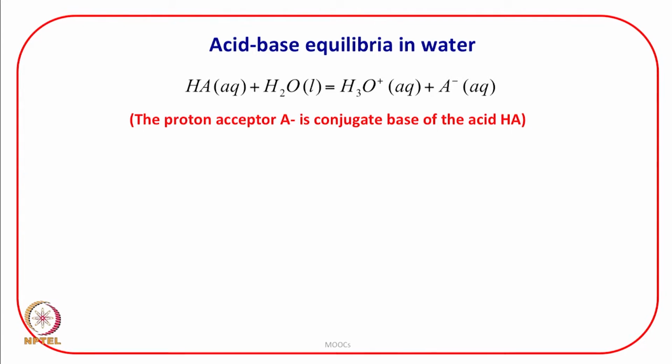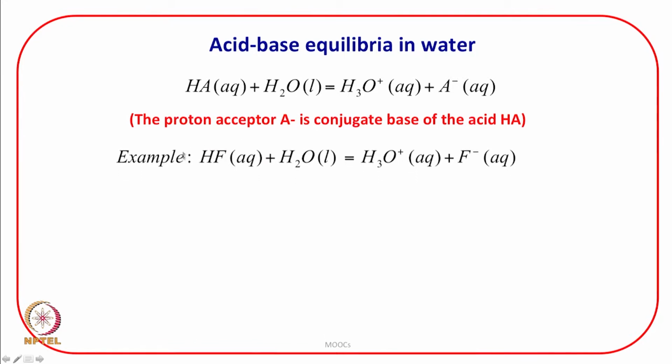An example of this type of reaction is dissolution of HF in water. HF will donate its proton to water and it will form H3O plus and F minus. Here HF is an acid and F minus, that is fluoride, is its conjugate base. So, this dissolution of HF in water, what has it produced? It has led to the formation of hydronium ion and it has formed fluoride ion.